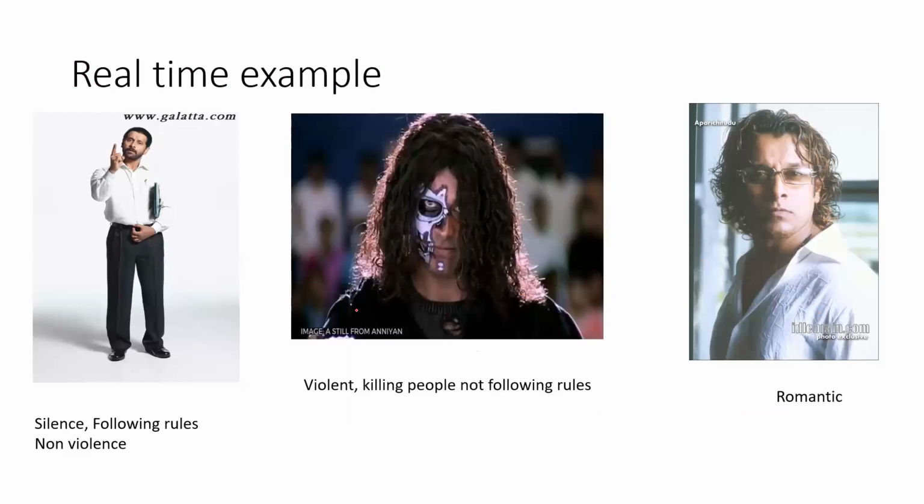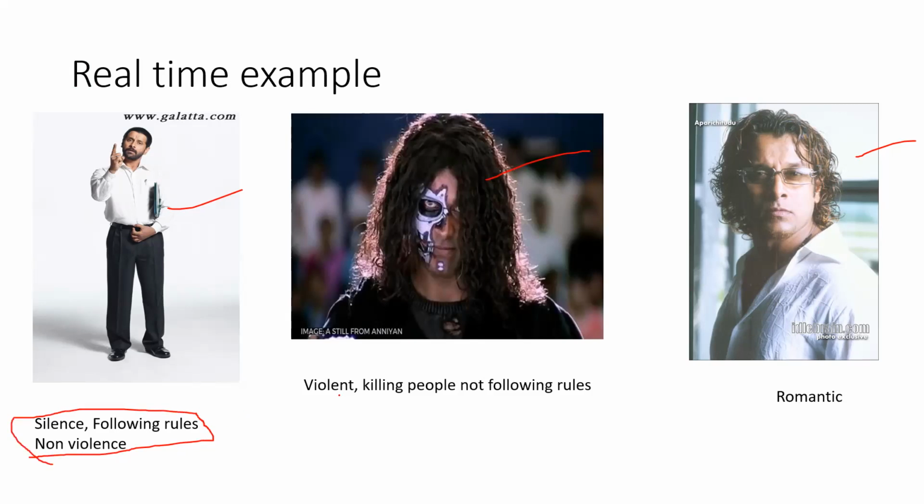Let us take a real-time example from the movie Aparichitudu. We have three different characters played by the hero Vikram: Ramanujam, Aparichitudu, and Remo. When we observe the behavioral aspects of Ramanujam, he is silent, follows all the rules and regulations, particularly the protocols, and is non-violent in nature.